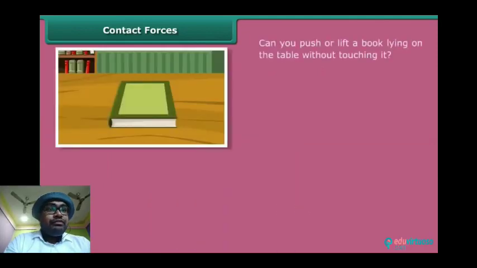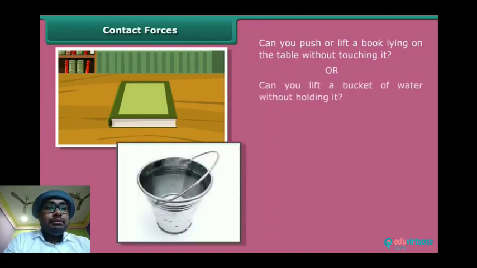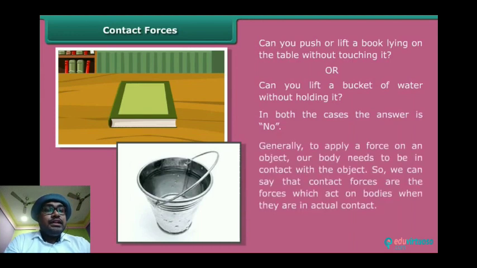Can you push or lift a book lying on the table without touching it? Or can you lift a bucket of water without holding it? In both cases, the answer is no. Generally, to apply force on an object, our body needs to be in contact with the object. So we can say that contact forces are the forces which act on bodies when they are in actual contact.